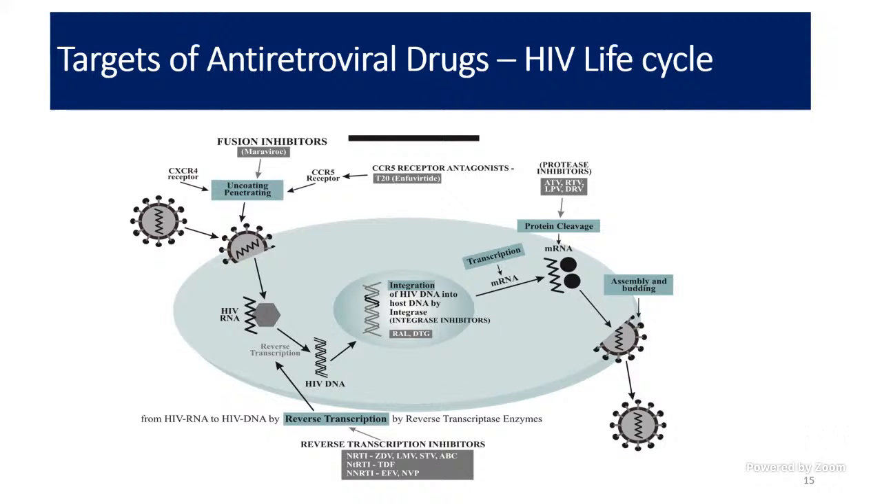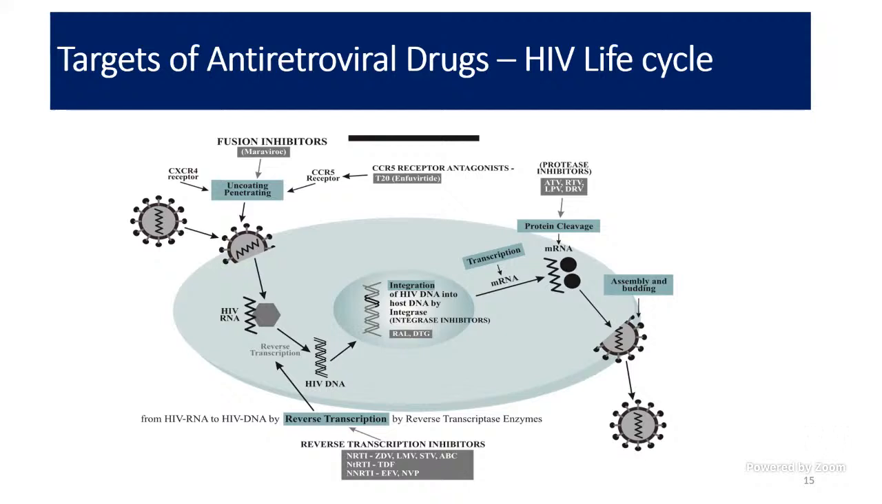So as we know, we have the CXCR receptor and the CCR5 receptor, and these two receptors are there on the surface of the cell. The virus binds to these receptors, and after binding, it helps the virus to be absorbed into the cell.